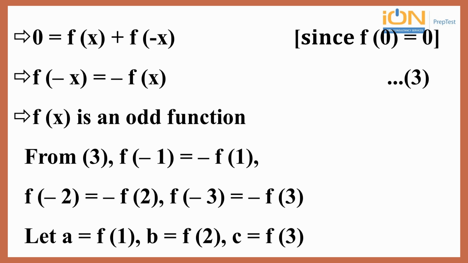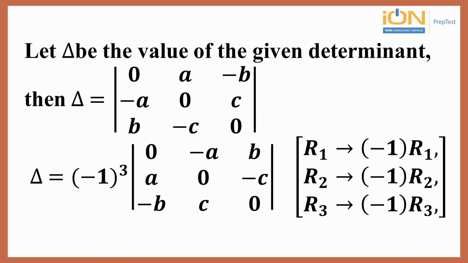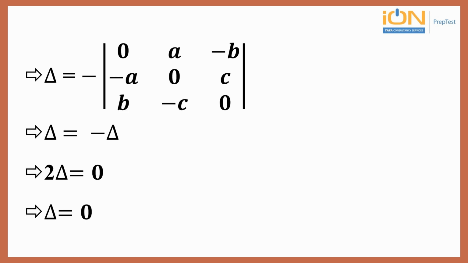From equation 3, f of minus 1 is equal to minus of f of 1, f of minus 2 is equal to minus of f of 2, f of minus 3 is equal to minus of f of 3. Now, if you let a be f of 1 and b be f of 2 and c be f of 3, the determinant turns out to be in the form of: 0, a, minus b; minus a, 0, c; b, minus c, 0. Now, taking minus 1 common from the first row, minus 1 common from the second row, and minus 1 common from the third row, we get minus 1 cube into the determinant, which is again delta.